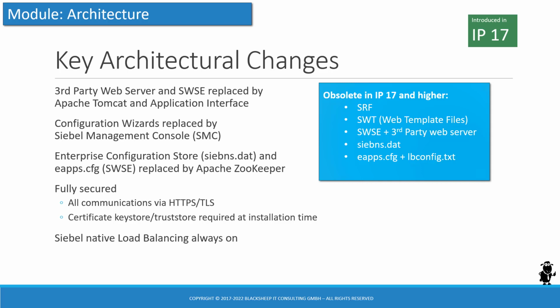All the communication, if it's HTTP, it's actually HTTPS, so it's fully secured by Transport Layer Security, and that requires, for example, valid certificates placed in correct format in key stores and trust stores at installation time. A big change there for many administrators. And one more tidbit here is the load balancing, which in IP17 and higher is always enabled. It's simply part of the AI functionality, doesn't have to be enabled separately.